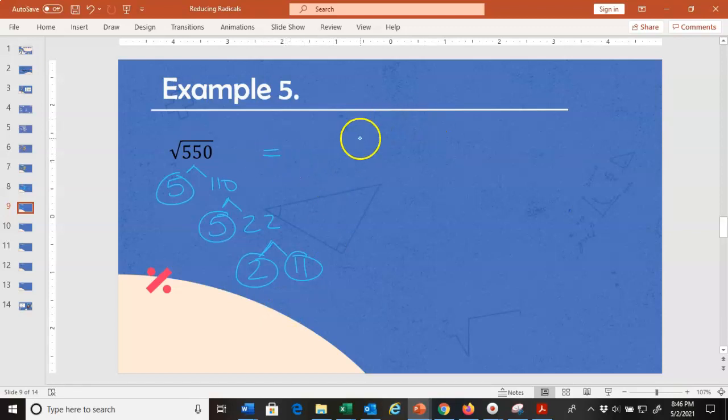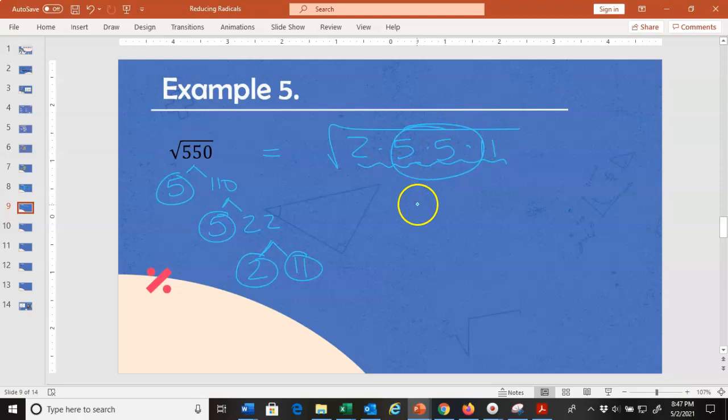So I'm just going to double check 5 times 5 times 2 times 11. 550, yep. Here are all of our prime factors. If you were to take all of these numbers and multiply them together, you would get 550. So we really didn't change the value of anything. We definitely didn't change the value. We're just changing the way it looks. We're sort of rearranging it a little to find a perfect square that lives inside the number.